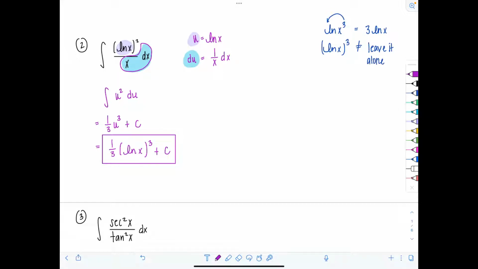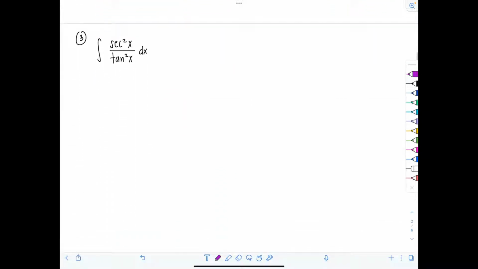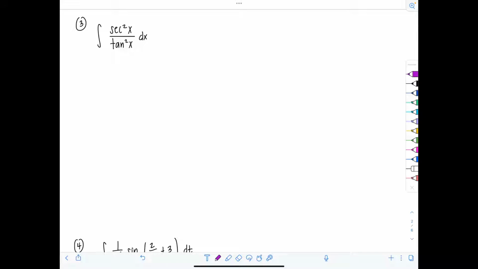All right, let's move on and look at some examples with trig functions. So here we have integral of secant squared x divided by tangent squared x dx. Now, if you haven't memorized yet your derivatives of your trigonometric functions, you're going to be in trouble because it's hard to pick u appropriately if you don't know what each of these guys' derivatives are. So already it's popping out to me. I know the derivative of tangent is secant squared x. The derivative of secant of x is secant x tan x. So I don't think that's going to be a good choice for u.